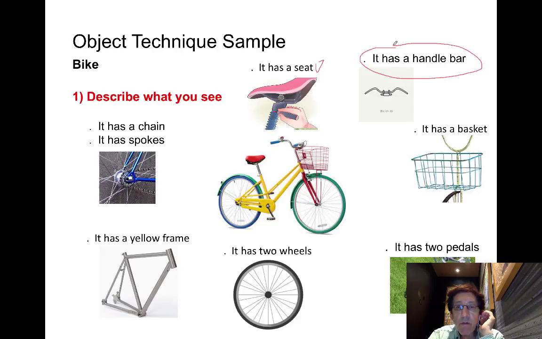What is it made out of? Made out of metal. Metal. Good. So it's like a piece of bar, like a metal bar, and you put your hands on it, and it helps you steer the bike, right? Yes. Very good. Now go ahead and do the next one, which is basket.